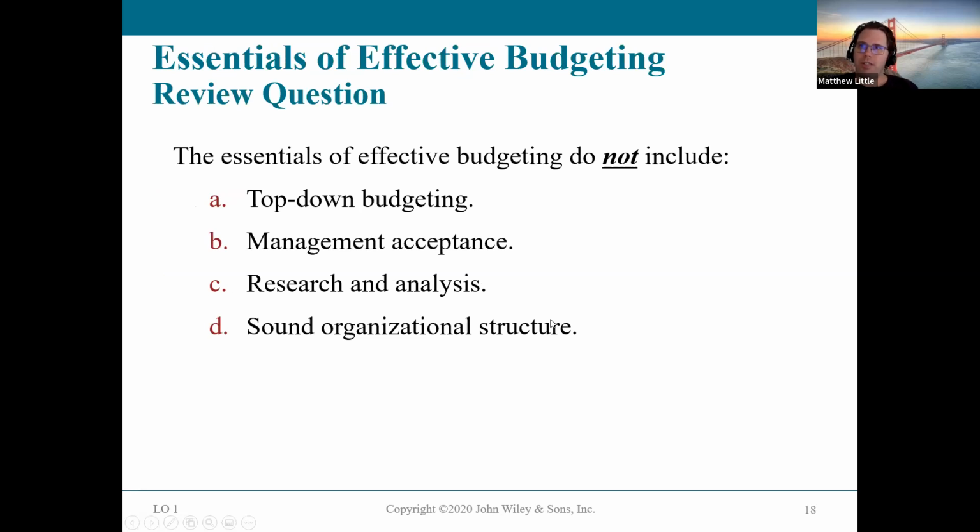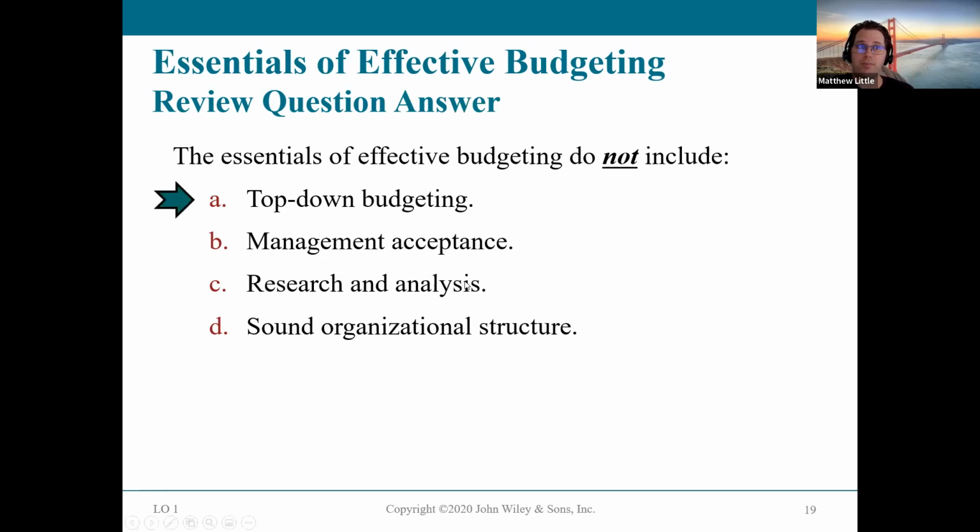So a quick question here: the essentials of effective budgeting do not include what? What does it not include? Top-down budgeting, management acceptance, research and analysis, or sound organizational structure. Well, it does have sound organizational structure. It does have research and analysis. You do want management acceptance, but top-down budgeting probably won't get management acceptance. So A is what I would suggest is the answer.